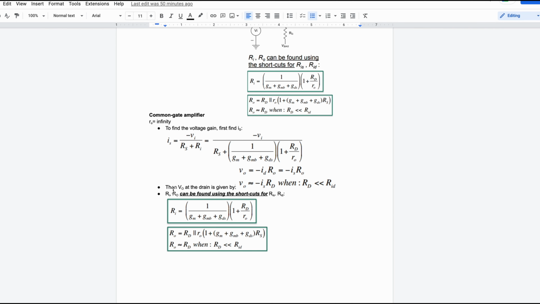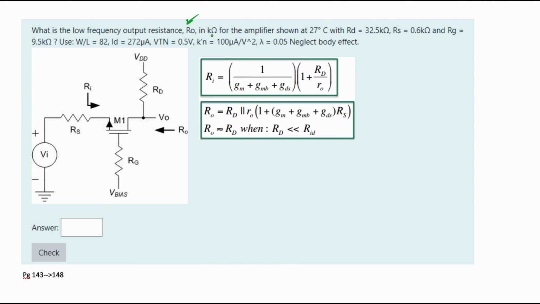This is where we're going to be finding the RI and R naught shortcut equations. We are looking for our R naught. So we're going to be using this one right here. With this, we can start solving. So writing this out, we first have that our R naught is equal to, and since we have resistors and impedances in parallel, we have 1 over our RD. We're given our RD, so that's good, plus, and then inside of here, we are going to have 1 over our r naught. Now, we do not know what our r naught is. We need to find it.